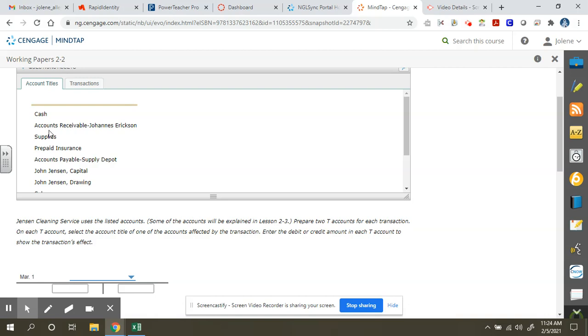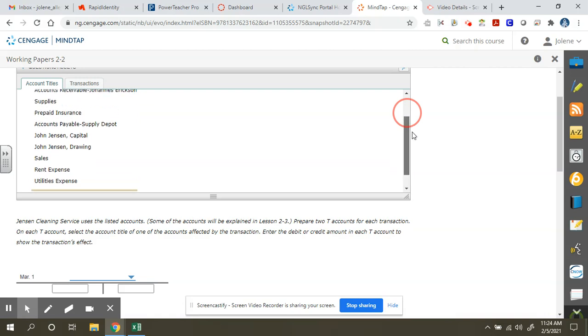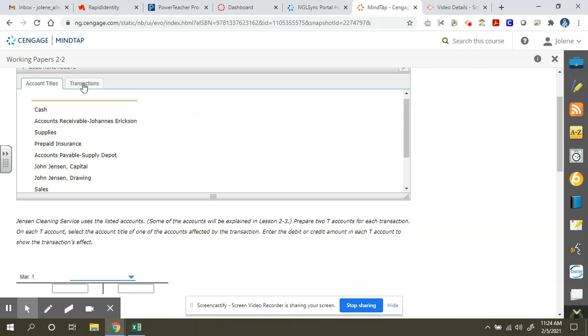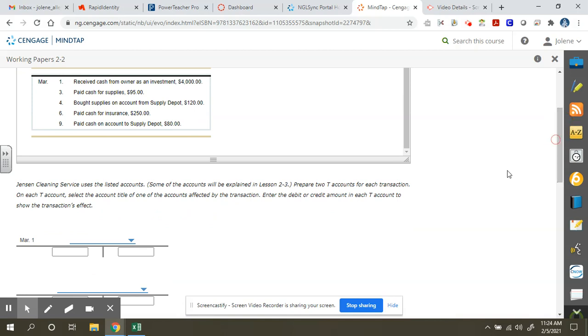Okay, so we're going to walk through this. Here are your accounts. These are the only accounts that we can use for Jensen Cleaning. These are the only account titles that Jensen Cleaning uses. The other tab here is the transactions. We have 5 transactions to record for the month of March. These transactions are also in your book, whichever way you want to do it. All right. So the first one says March 1st, and they've already set up the T-charts here for you. You just have to put in what goes where.